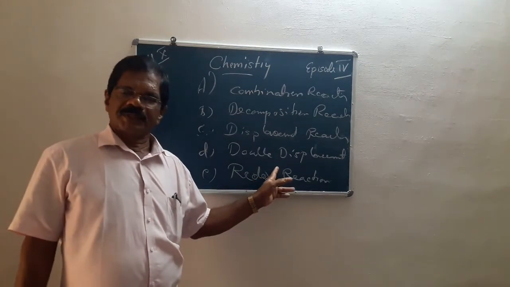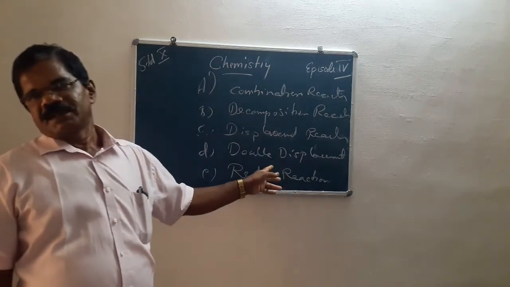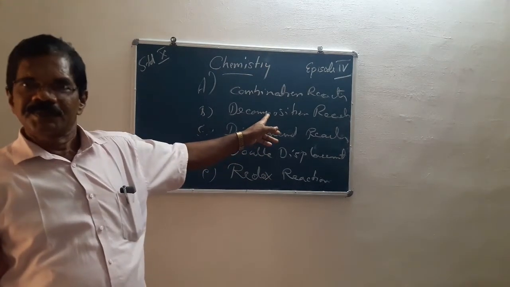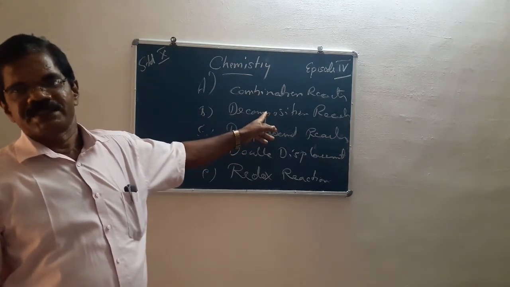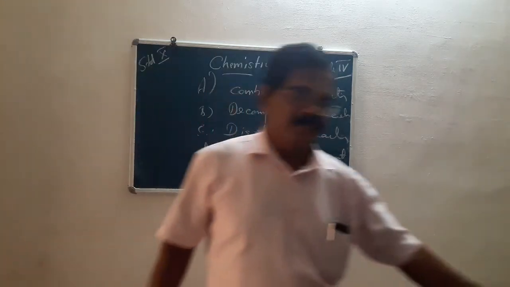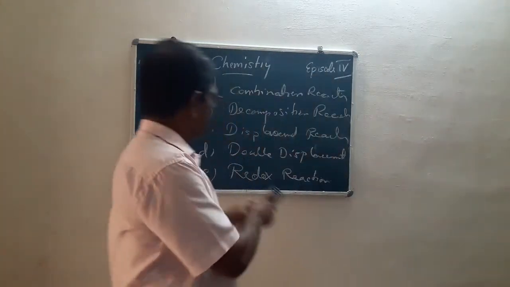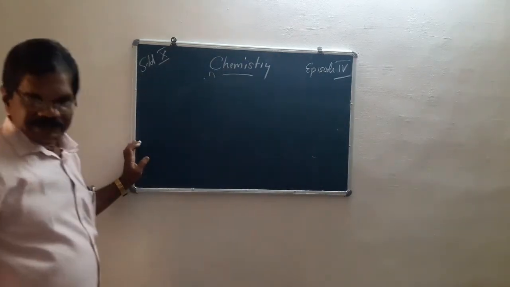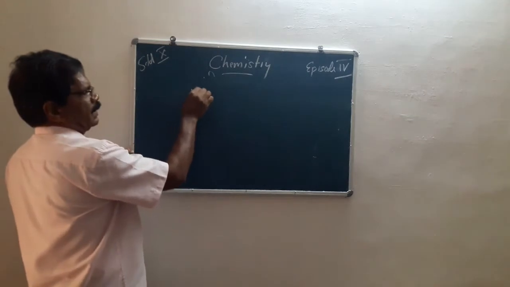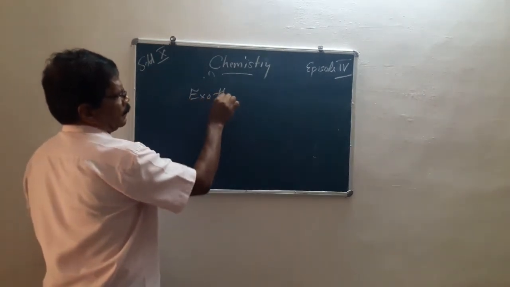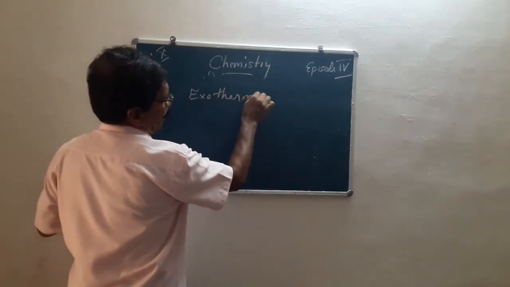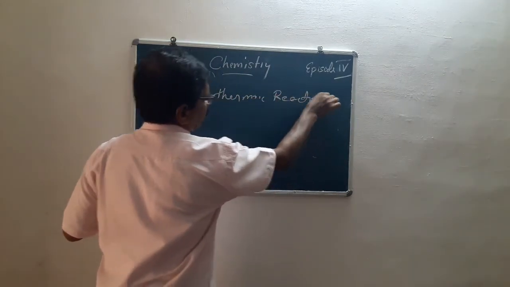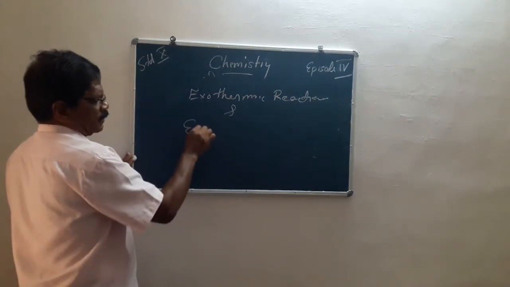Before going to the redox reactions, we come across decomposition reactions. Decomposition reactions can again be divided into two: exothermic reactions and endothermic reactions.